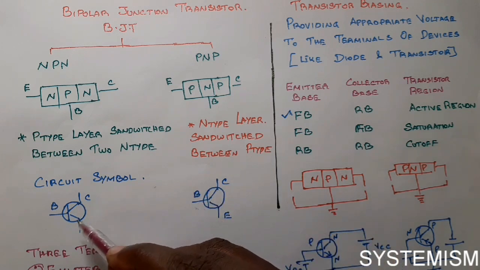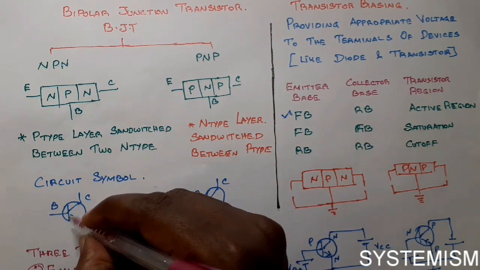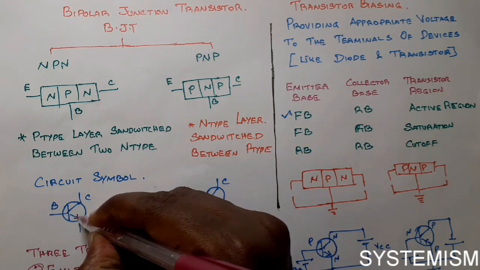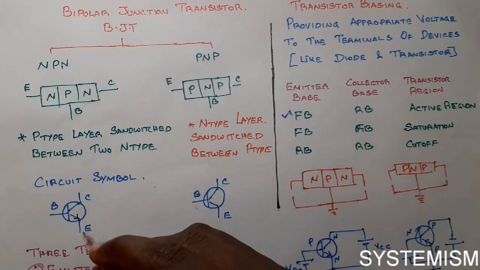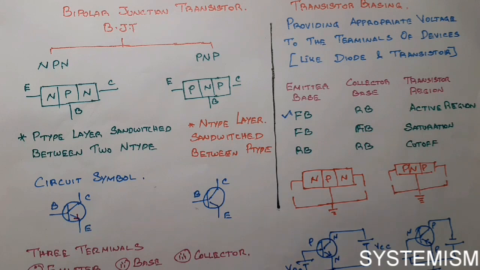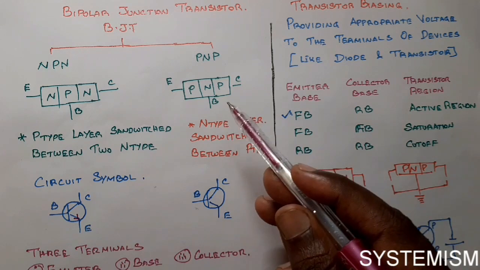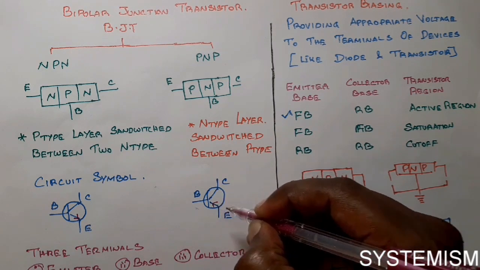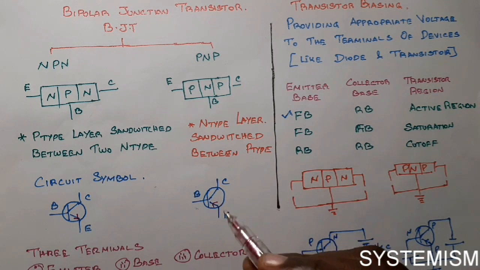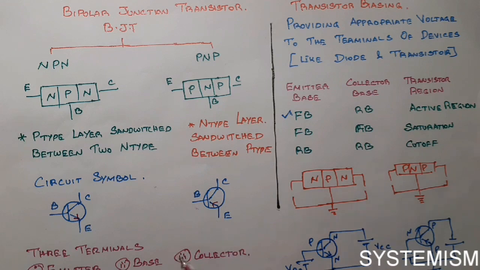Okay, for an NPN transistor, on the emitter side you have to put an arrow mark which points outwards. So if the arrow mark points outwards, then this type of transistor is called an NPN transistor. Okay, what is a PNP transistor? In this you have to mark the arrow in the inwards direction. Okay, this is a PNP transistor.